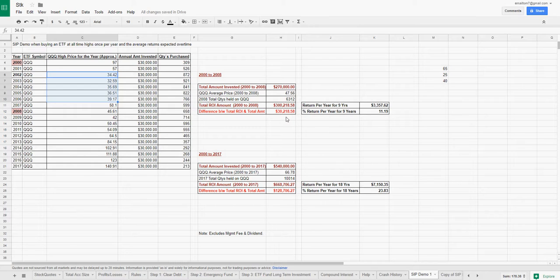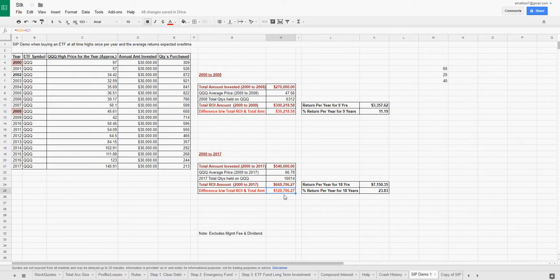This might not be a huge amount for many people, but to me it is. 11% return on that money still makes sense. Then how did I perform from 2000 to 2017? I continuously followed my systematic investment plan, and from 2000 to 2017 my total amount invested became 540k, and my return on this amount was 668k, which gave me a total return for the last, let's say, 18 years of 128k.